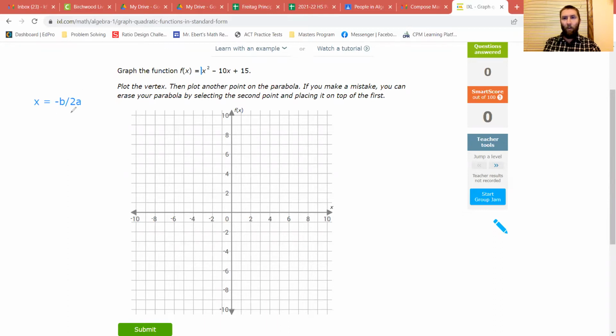So the x coordinate of the vertex for this particular graph is going to be negative 10 divided by 2 times 1. Now I apologize for my penmanship. I'm trying to do this on a mouse pad, so you have to forgive me. The top of the fraction, negative b, has a negative in front of a negative 10, so a negative 10 is going to flip to positive 10. On the bottom, 2 times 1 is 2, which means this all equals 5. So the x coordinate of the vertex is 5.